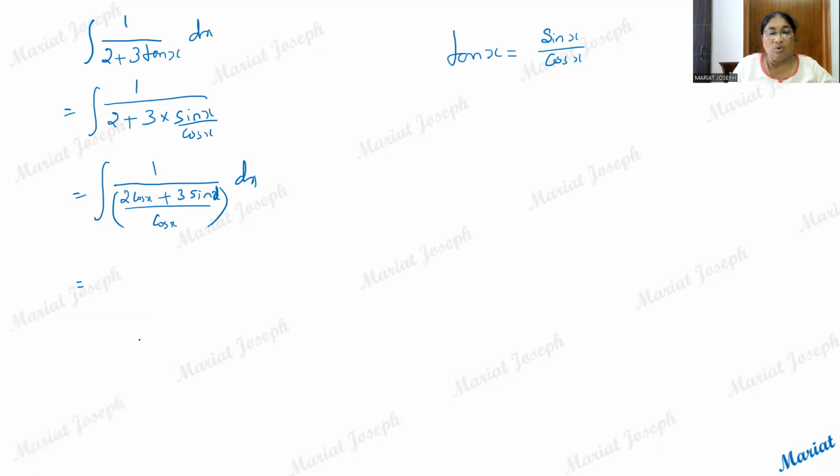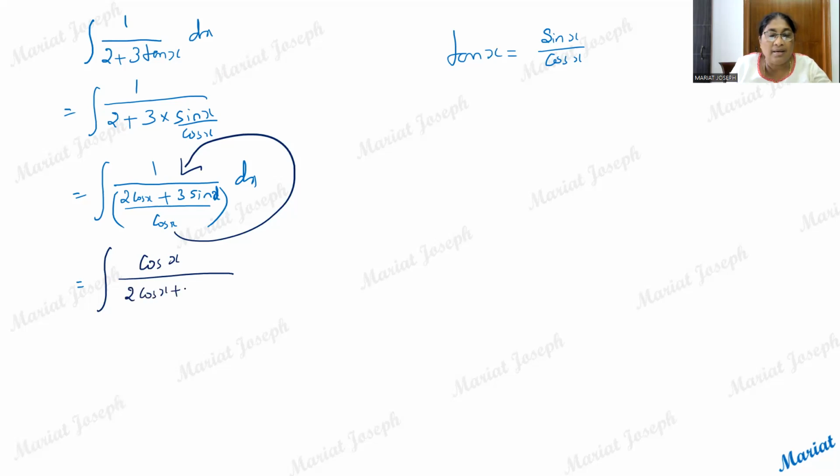Can you tell me what new simplification can happen on this step, Ishita? Cos x can be taken to the numerator. So what will it become? Cos x upon 2 cos x plus 3 sin x dx. Right till here, cos x upon 2 cos x plus 3 sin x.